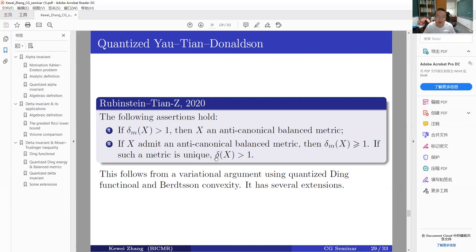So, there's a typo. This is delta M bigger than one. The proof of this just uses the variational argument for the quantized Ding functional, and we also need to apply the Berndtsson convexity. And it has more extensions.